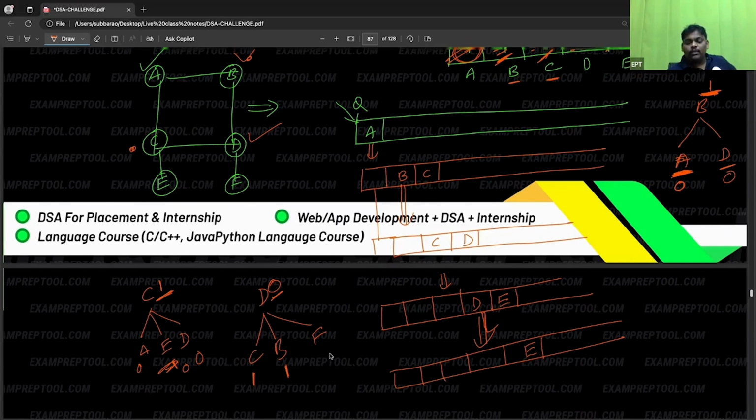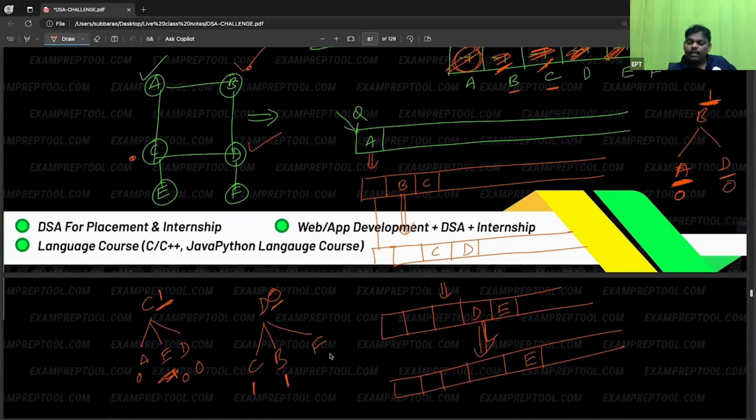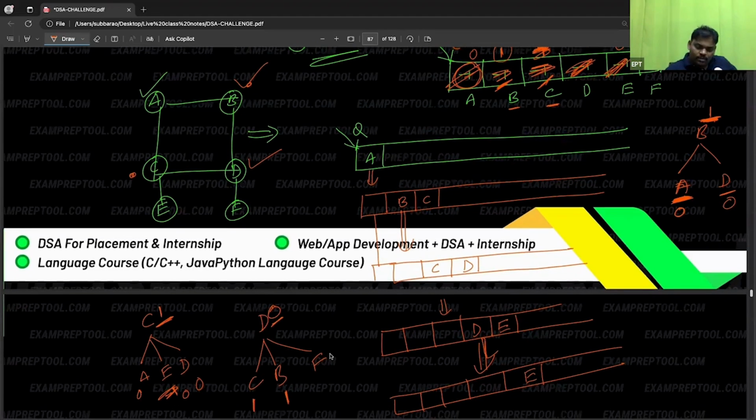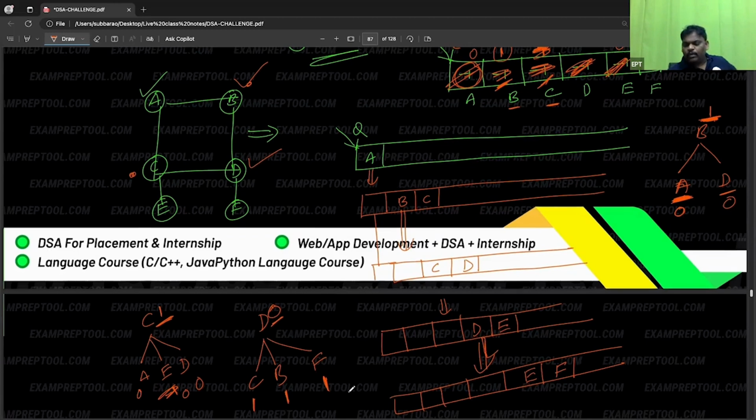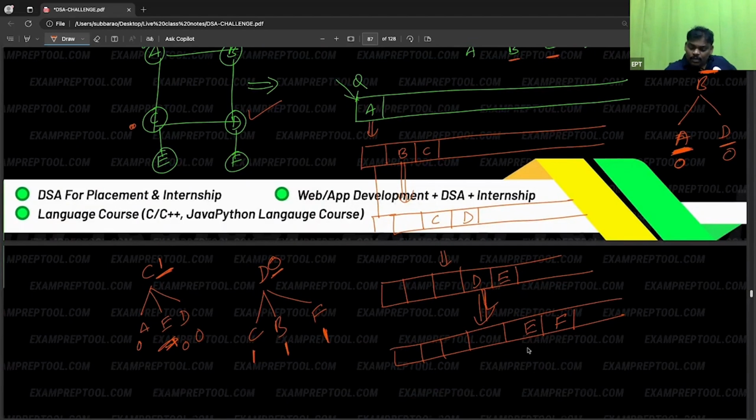So D is asking, hello F, what is your color? F is saying that my color is -1. Oh, not visited. Because of not visited, visit means keep inside, but give opposite color. If D having 0, keep 1. Right? In the similar way, F, E also will go.